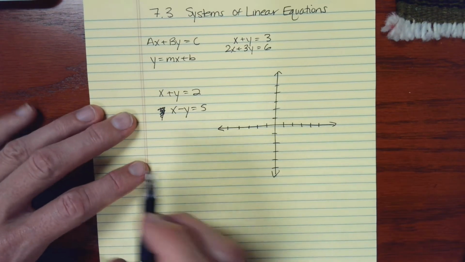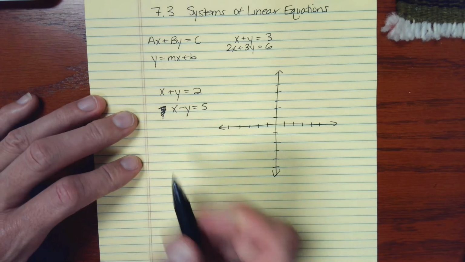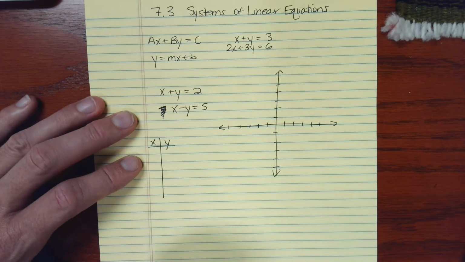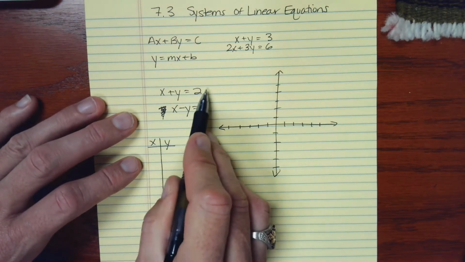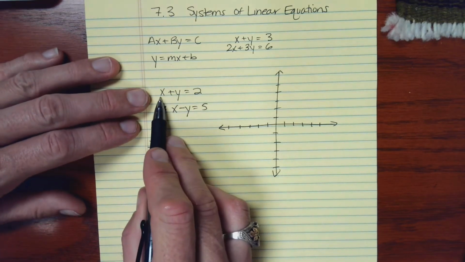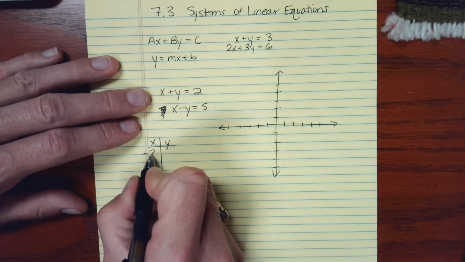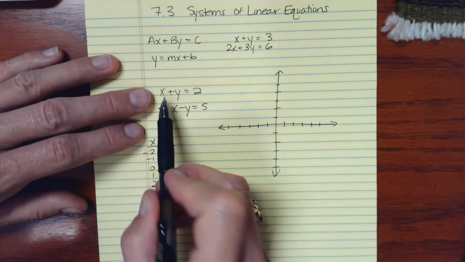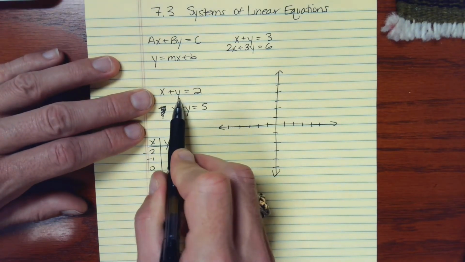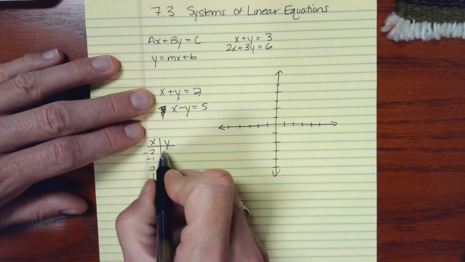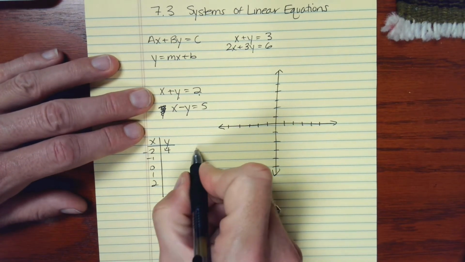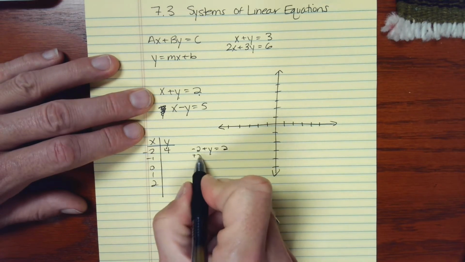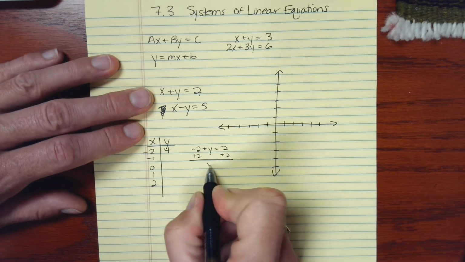And so remember, we have a couple of strategies for graphing linear equations. One graphing strategy is always to make a table of values. And so for the first equation here, we have x plus y equals 2. I'm going to pick a few values. If I have negative 2 plus some number equals positive 2, that would be 4. So if you want to think about this, negative 2 plus y equals 2, I could add 2 to both sides, and I would end up with y equals 4.